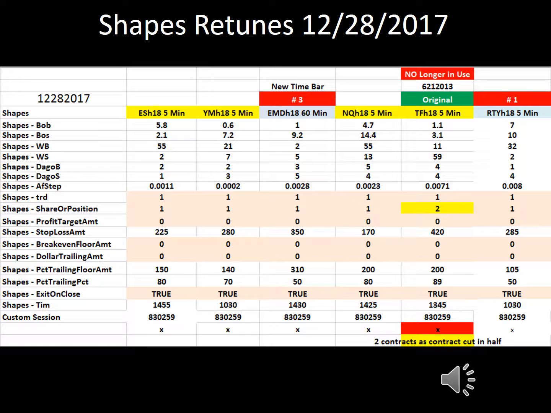I'm making some changes for 2018. Basically, I'm going to focus only on stock indexes, so I'm dropping the bonds. I won't be doing any bond optimizations any longer. This is the shapes retunes.